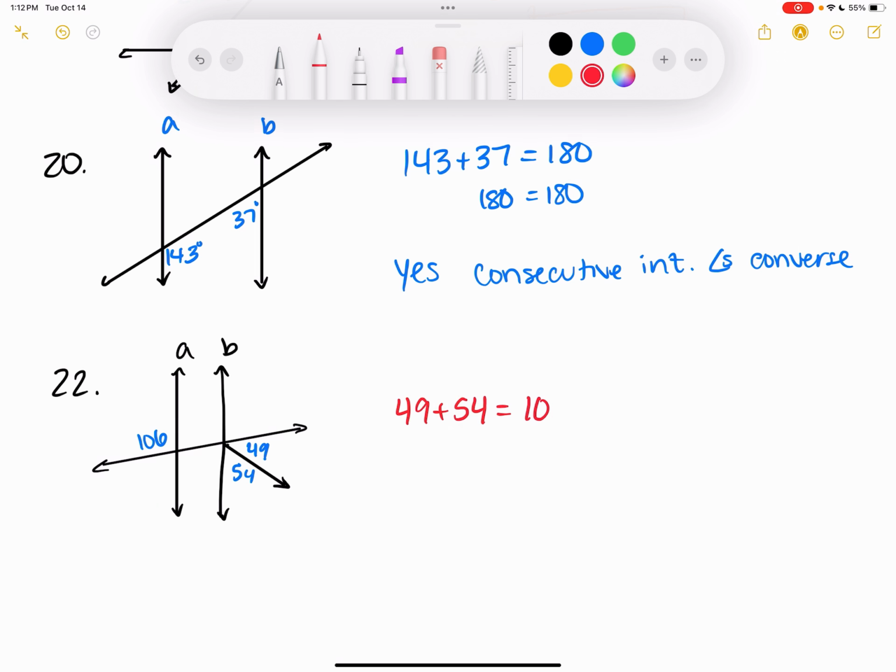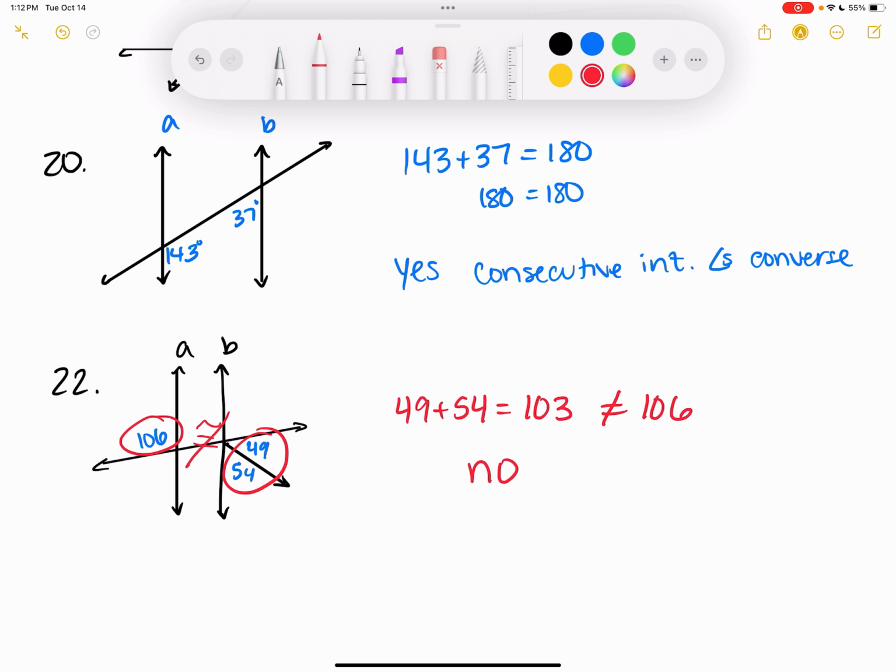103, which is not equal to 106. So those angles are not congruent. So the answer to this one is no. These two would have to be congruent to this one, but they're not. So that's why. Take that away because it's going to get confusing.